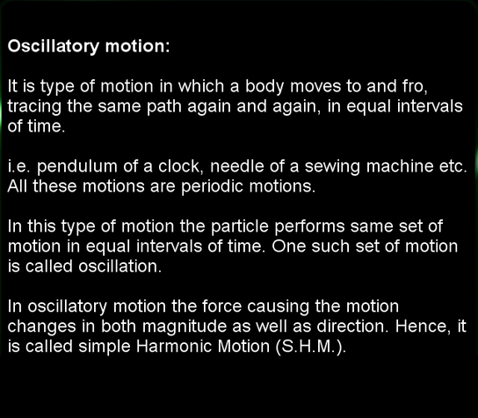Oscillatory motion is a type of motion in which a body moves to and fro, tracing the same path again and again in equal intervals of time. For example, pendulum of a watch, needle of a sewing machine, etc.